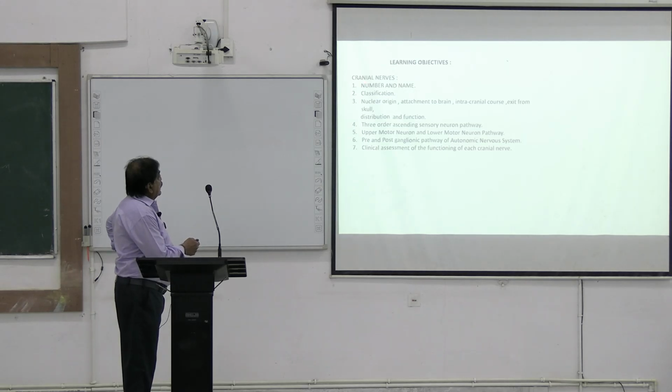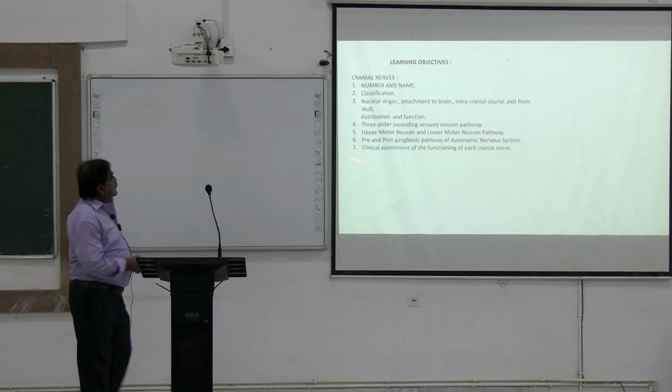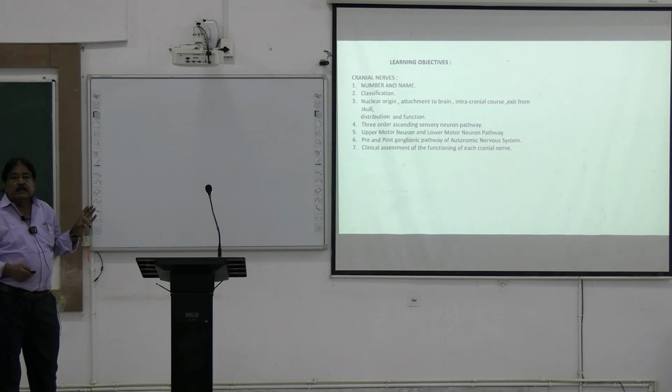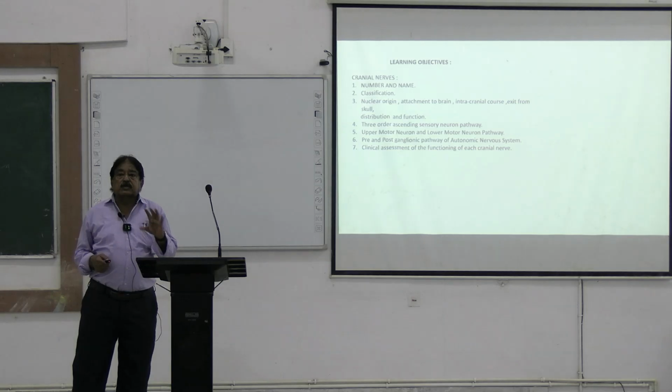Learning objectives of cranial nerves: number and name, classification, nuclear origin, attachment to brain, intracranial course, exit from skull, distribution and function, three-order ascending sensory neuron pathway, upper motor neuron and lower motor neuron pathway, pre- and post-ganglionic pathway of the autonomic nervous system, clinical assessment of functioning of each cranial nerve. The learning objectives of cranial nerves, please note, because you will be asked in viva and also in short notes.